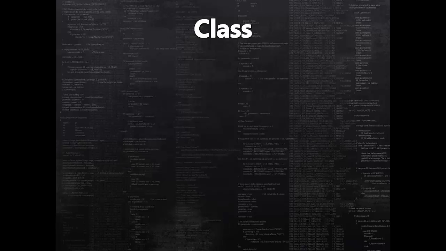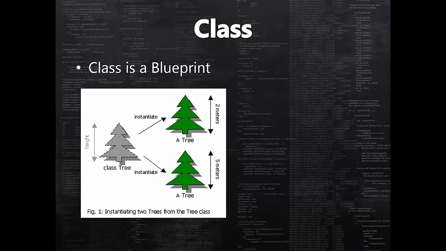Now let's look at what a class is. A class is nothing but a blueprint. That means whenever you want to create an actual item, you don't use that class as an item. You just use the blueprint and create a similar model and then use that model as an item. So let's look at it with an example. Here I have an example of a tree class.